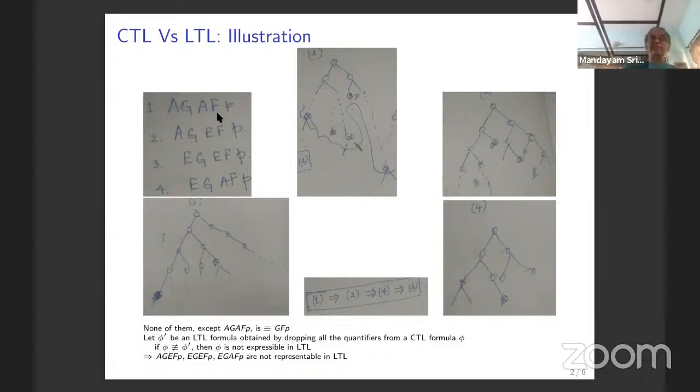That, as an exercise, I want you to do as a class exercise. In the next class, we will discuss more closely the relative expressive power of CTL and LTL, and also visit this question of expressing fairness within CTL, which is a bit problematic. Okay, so those two I will get to in the next class.